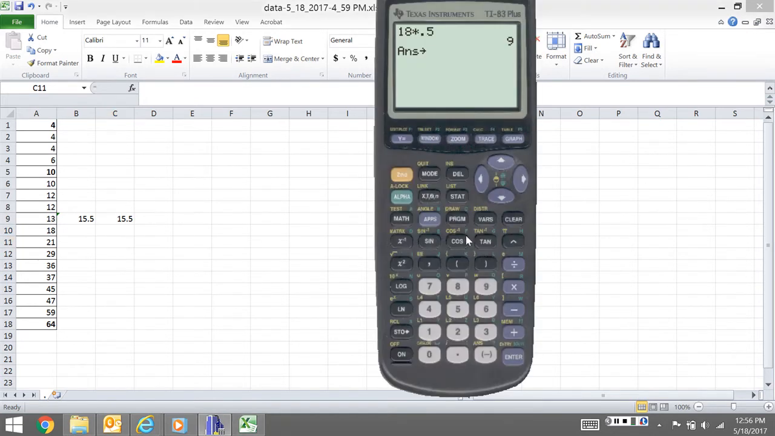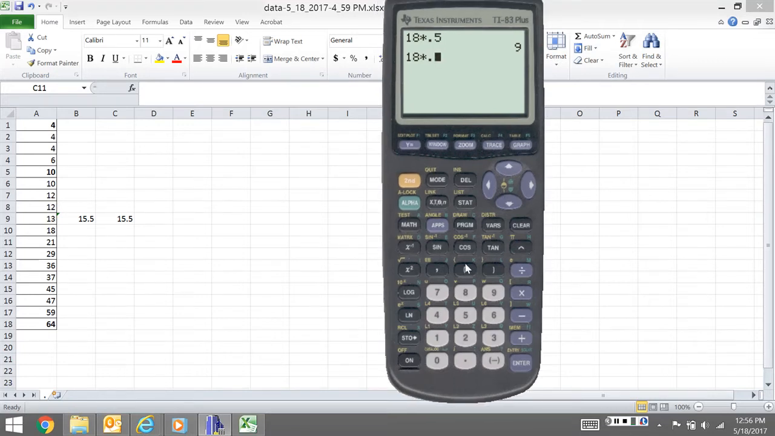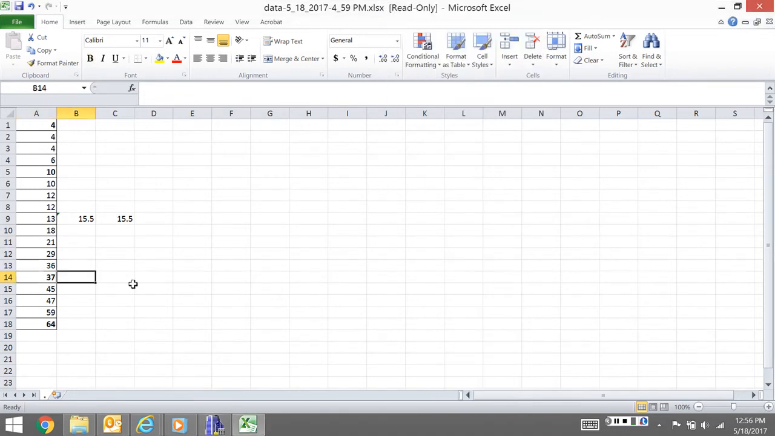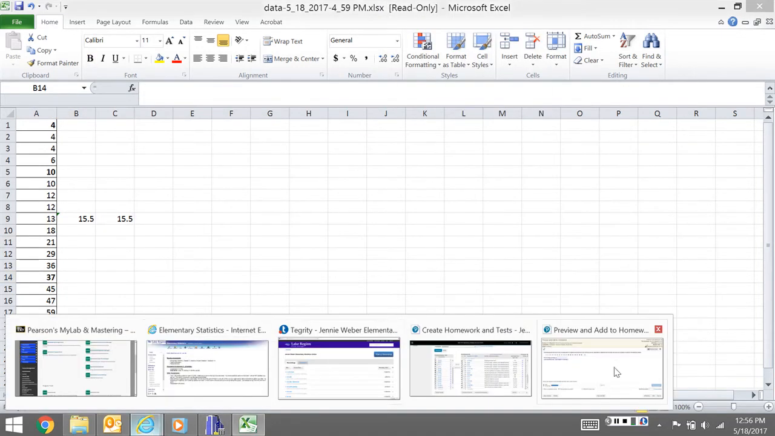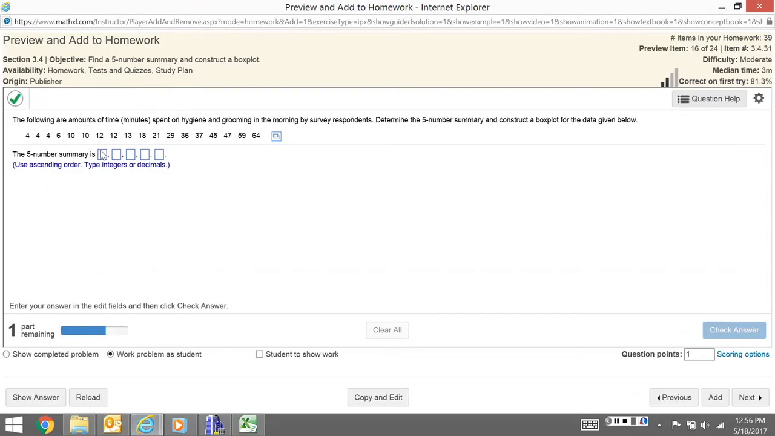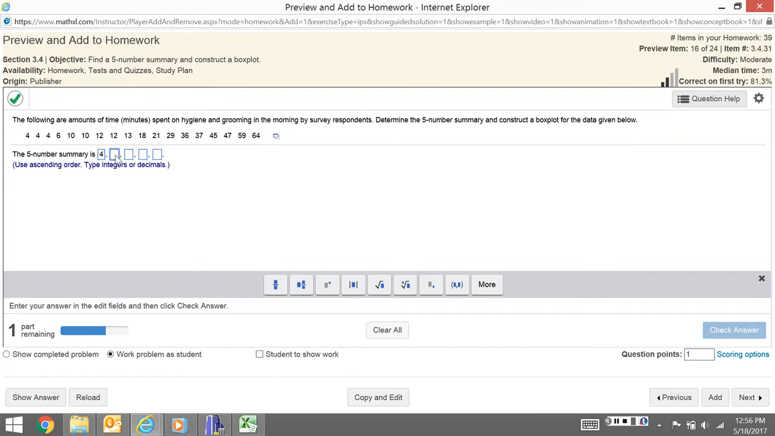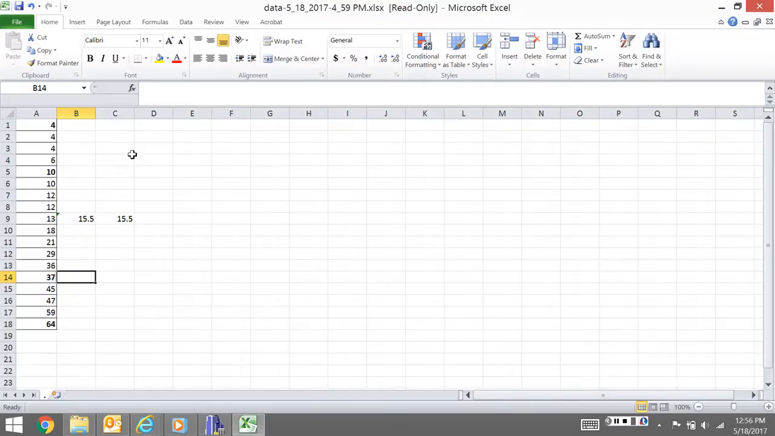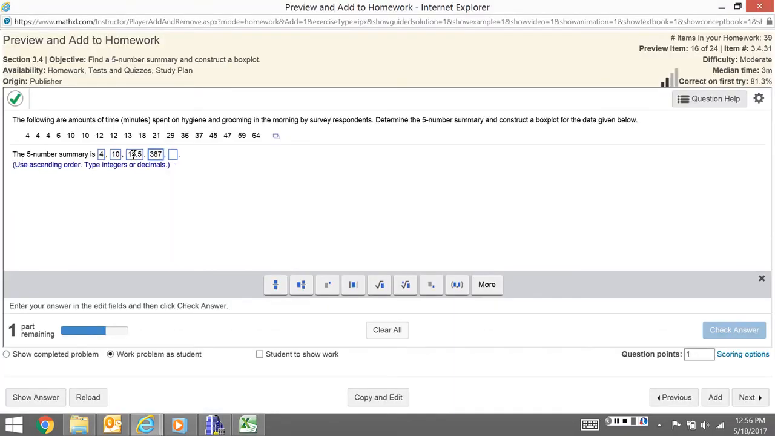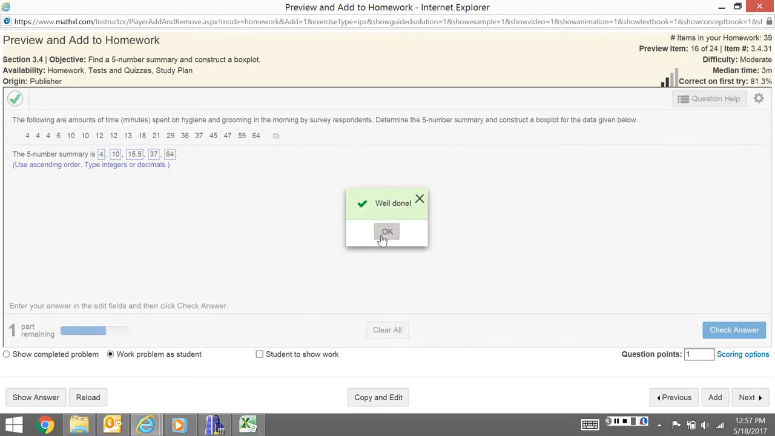And then I want to do the 75th. So same thing here. I'm going to do 18 times 0.75. And so that's the 14th, because you always round up. So there we go. So there's my five-number summary. So I'm going to come here, and this says type in, so let's see here, 4, 10, 15.5, 37, and my largest one is 64. And we've got our five-number summary.